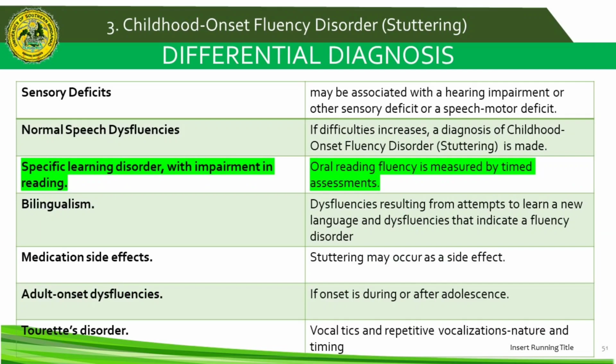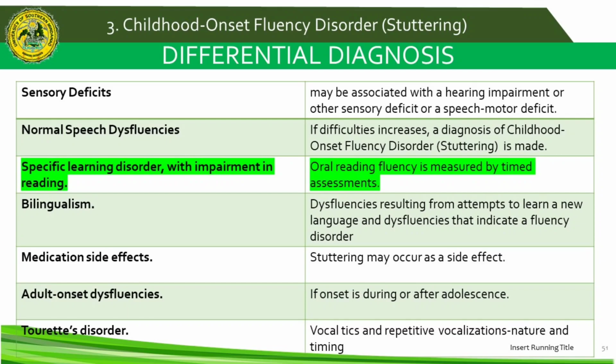For the differential diagnosis of sensory deficits, disfluencies of speech may be associated with a hearing impairment or other sensory deficit or a speech motor deficit. So when the speech disfluencies are in excess of those usually associated with these problems, a diagnosis of childhood onset fluency disorder may be made.